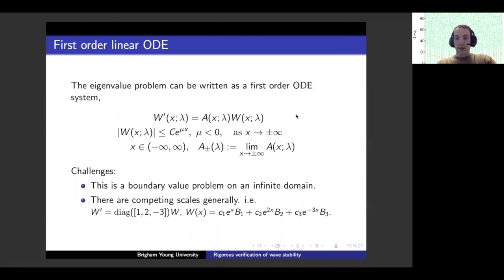And because the traveling wave converges asymptotically to a constant state, the matrix A as x goes to plus and minus infinity also converges asymptotically to a constant state. So here are the challenges in computing solutions to this ODE. It's a boundary value problem on an infinite domain.